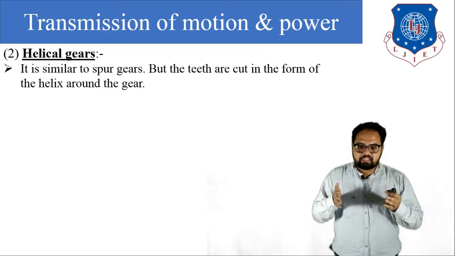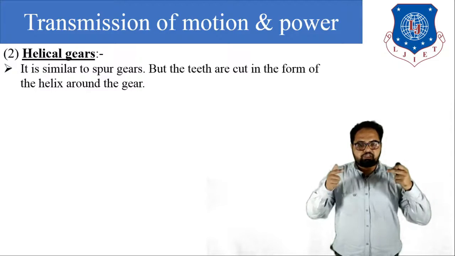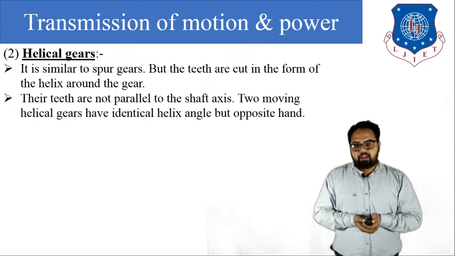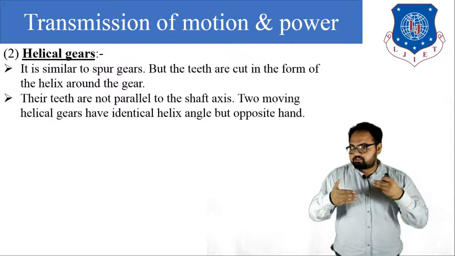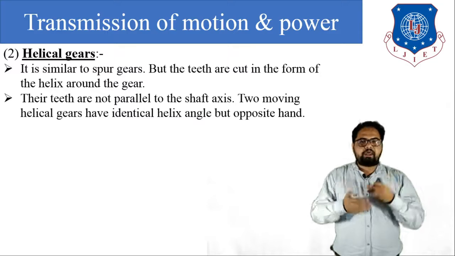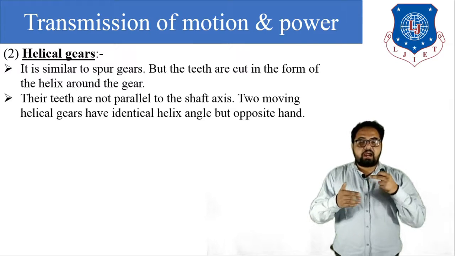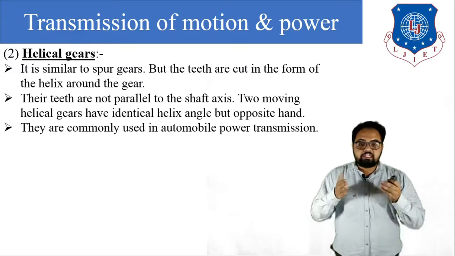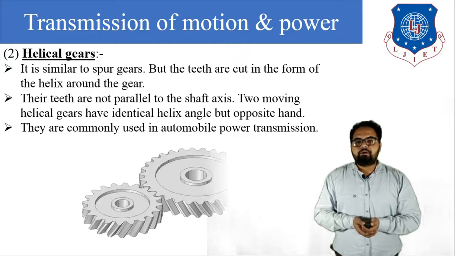Helical gears are similar to spur gears, but the teeth are cut in the form of a helix around the gear, and their teeth are not parallel to the axis of the shaft. If the teeth are parallel, then it is known as a spur gear, but in a helical gear the teeth are not parallel to the shaft axis. Two meshing helical gears have identical helix angles in opposite directions, and this type of gear is mostly used in automobiles for transmission of power.